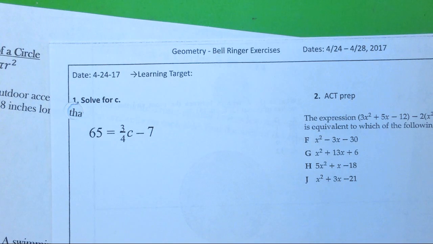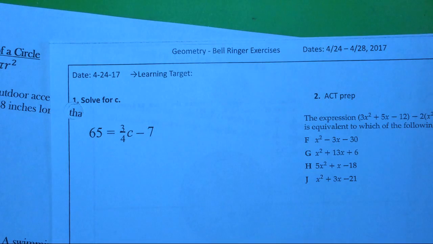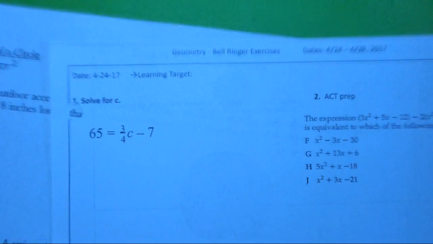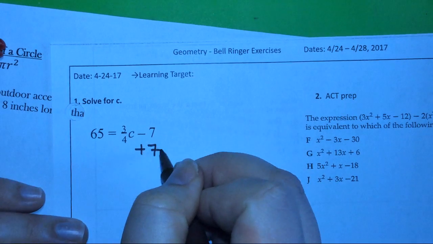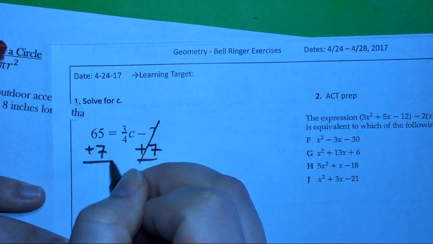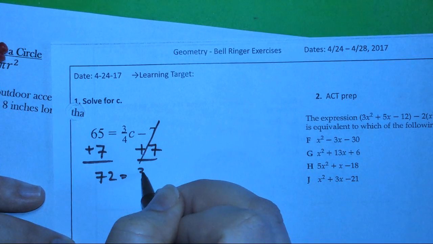Go up there and write it. I don't care. I have everything received. Okay, cool. Tell me what to do. You add 7 and then divide by 0.75. Okay, you added 7. You got 72 equals 3/4 C.